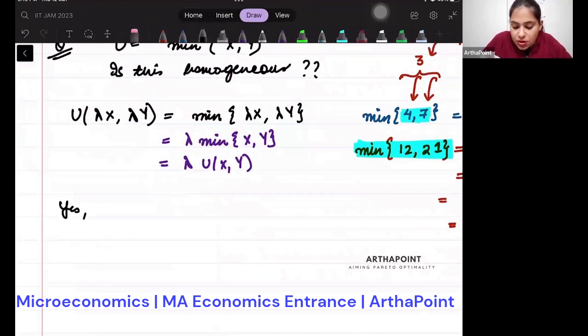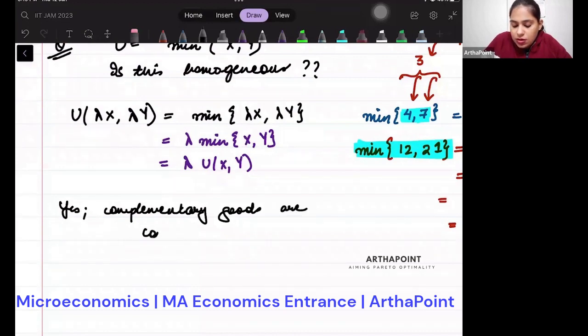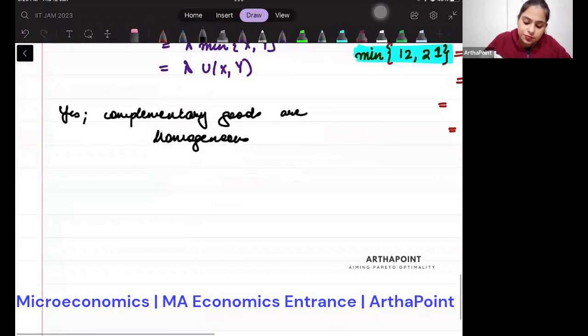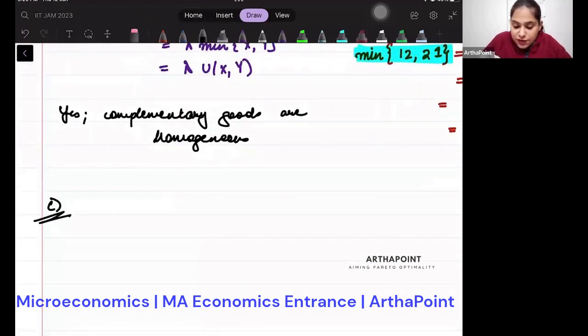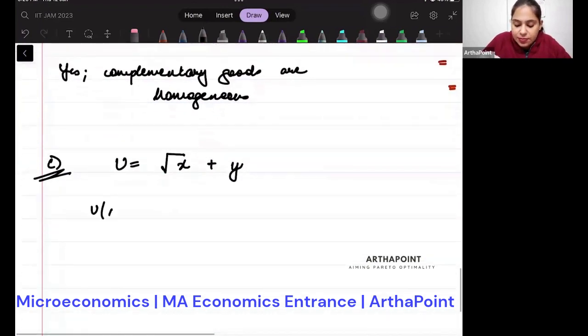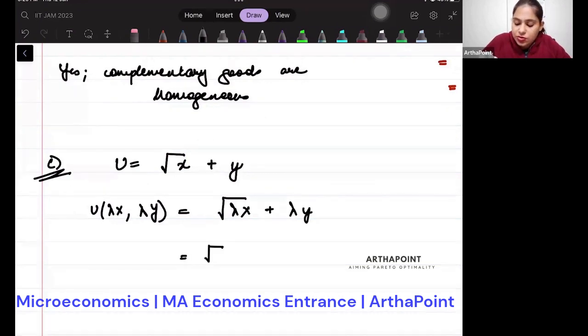So yes, complementary goods are also homogeneous. Now, let's talk about quasi-linear goods. So third part. Here my utility function is, let's say, root x plus y. Again, I will take lambda x comma lambda y. This is going to be lambda x under root plus lambda y. This is going to be root lambda root x plus lambda.